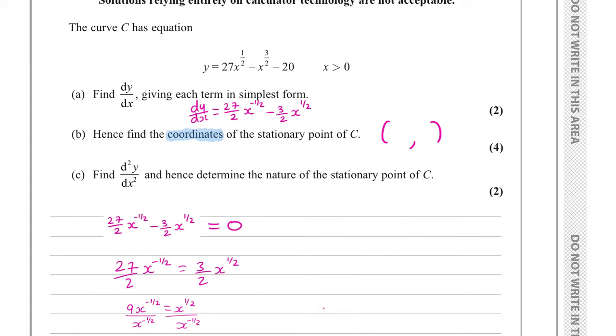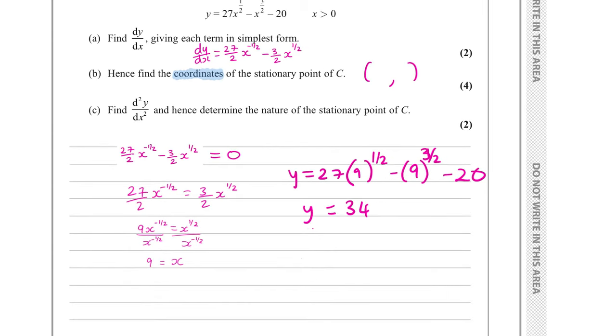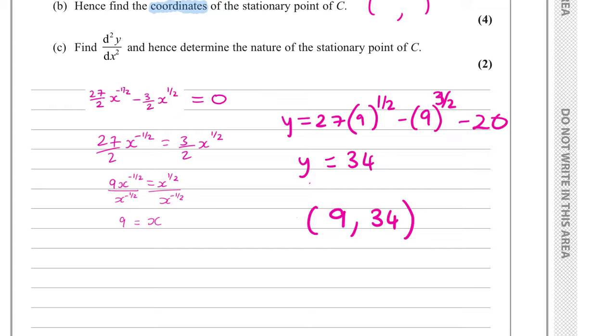What does y equal? 27 lots of 9 to the half minus 9 lots of 3 over 2 minus 20. When I substitute this in, I should get 34. Perfect. Now, how do coordinates look? 9, comma, 34. Okay. So we should all be happy with this, yeah? Brilliant. Then it says find d2y by dx squared.